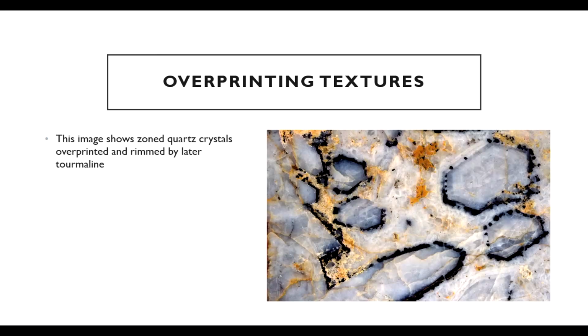Overprinting texture, this is pretty similar to replacement textures really. We see tourmaline rimming quartz here, which is slightly distinct. We're changing to the boron silicate, probably using the silica because boron's not in the rock, but we're not getting a pure change of the quartz. It would require a lot of boron and other elements to come in to change that system.